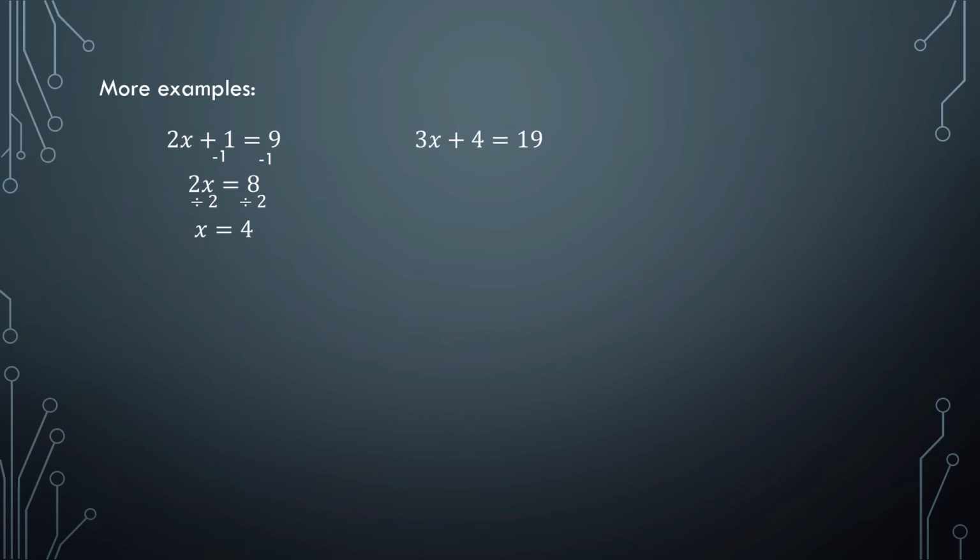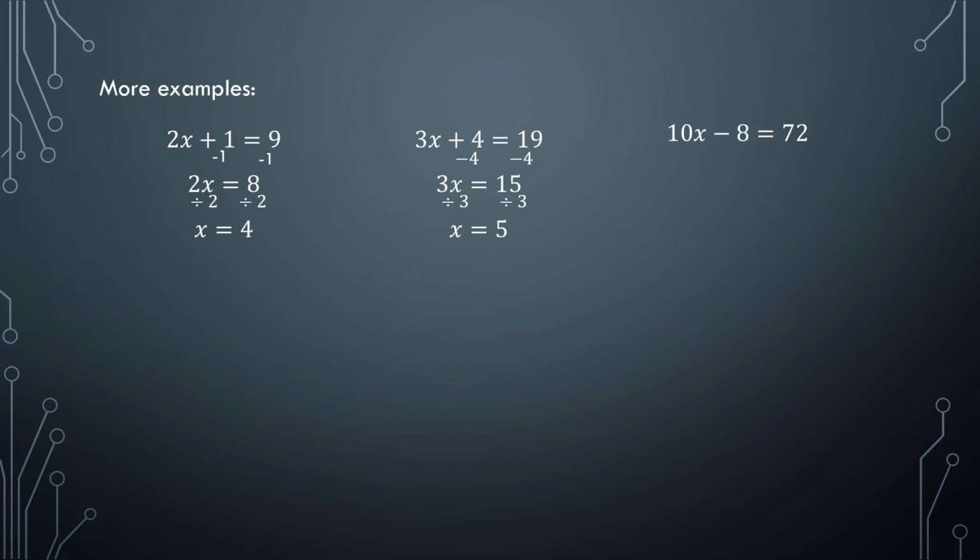Trying the second one here, I've got 3x plus 4 equals 19. So again, I'm going to get the letter bit on its own, so I need to get rid of the numbery bit first. The opposite of adding 4 is subtracting 4, and so I need to subtract 4 from both sides. That's going to give me 3x equals 15. I don't want 3 lots of x, I just ultimately need x, so I'm going to divide by 3, and then I need to divide the other side by 3. So that gives me x equals 5.